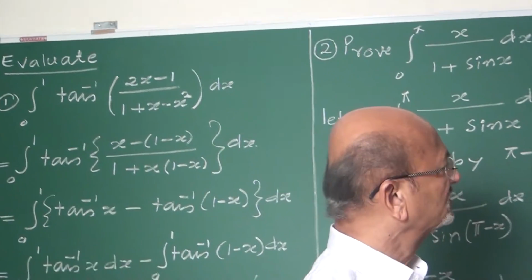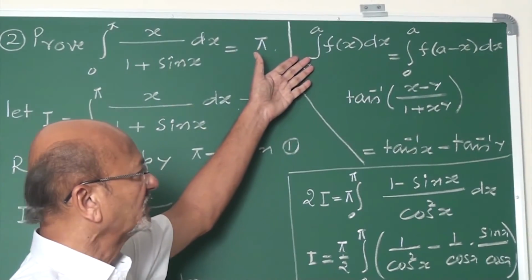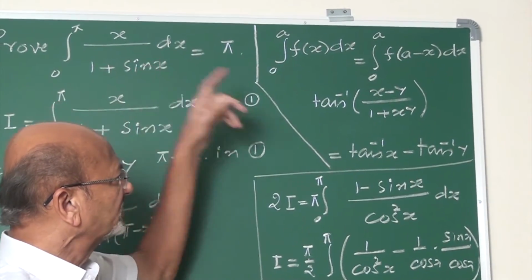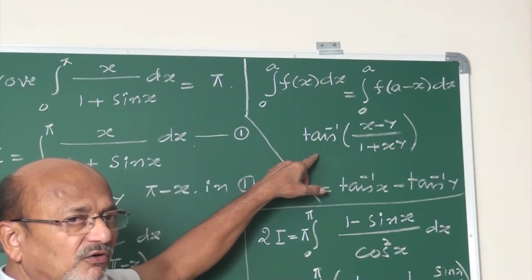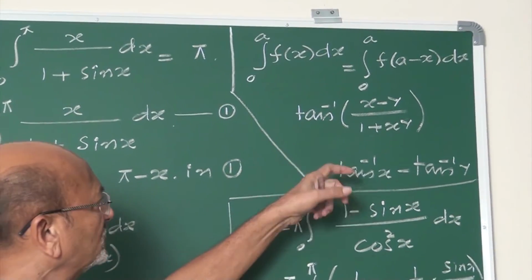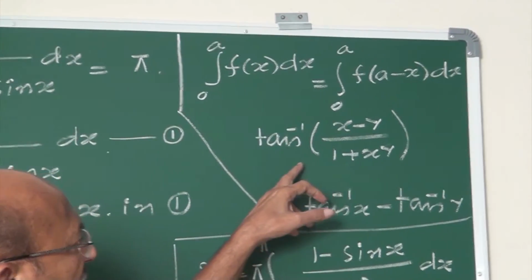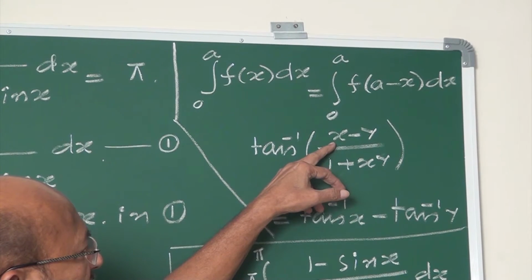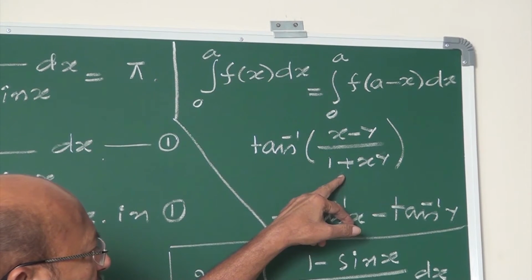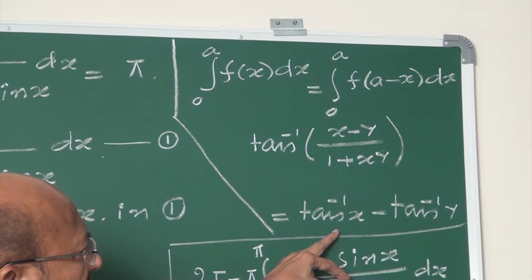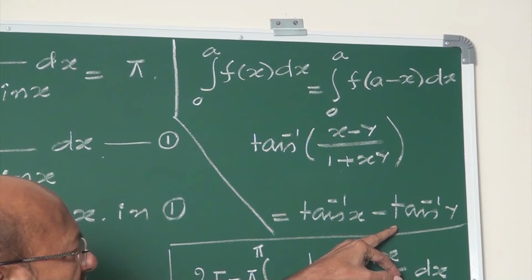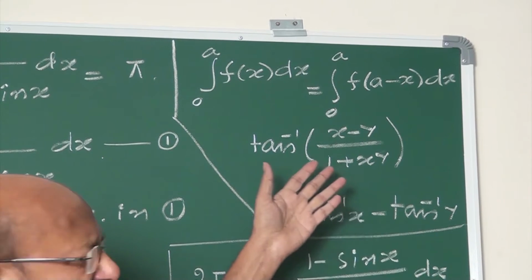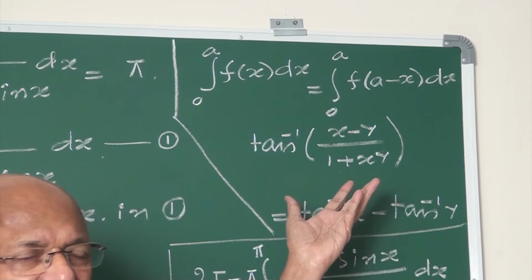As usual, this theorem is there. While doing this example, I use this property of inverse trigonometric functions, done under inverse trigonometric functions: tan inverse of (x minus y) upon (1 plus xy) equals tan inverse x minus tan inverse y. We have done many examples based on this.